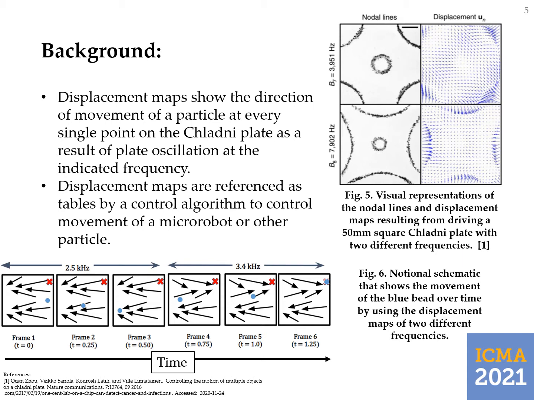In figure 6, you can see a notional schematic that doesn't necessarily align with anything that actually happens, but gives an idea of what I would want to do. You can see the blue bead is a stand-in for a microrobot and would move to the left if I apply 2.5 kilohertz, and then after some time, 0.75 seconds, I would apply 3.4 kilohertz, and then the bead would move to the right because the displacement map changes. And ultimately, the bead would arrive at the red X, which, if you had only played 2.5 kilohertz, you would not be able to reach.